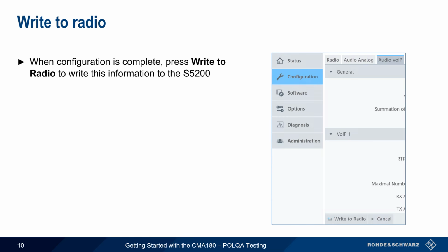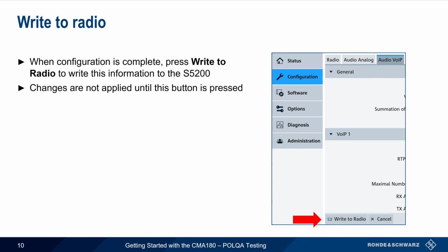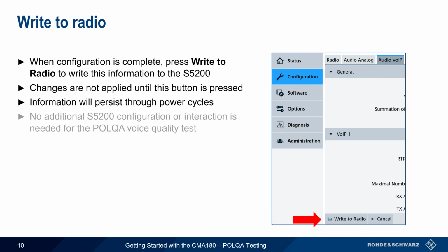When configuration is complete, press the Write to Radio button at the bottom of the screen to write the configuration to the S5200. Changes will not be applied until this button is pressed. Note that the configuration settings will persist through power cycles. No additional configuration or interaction is needed on the S5200 for running a POLQA voice quality test.